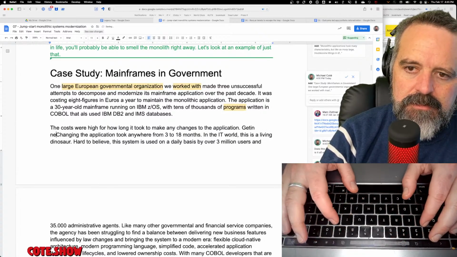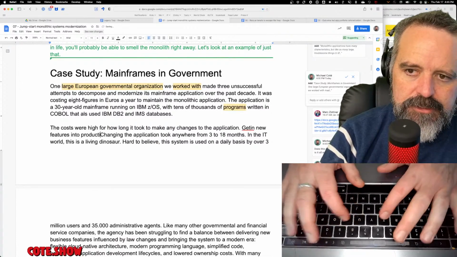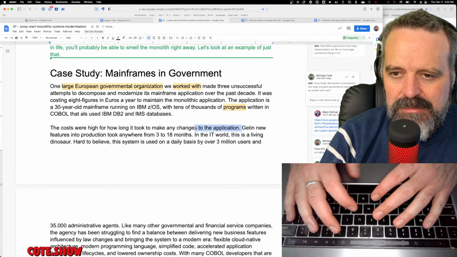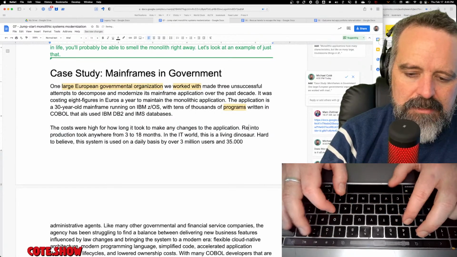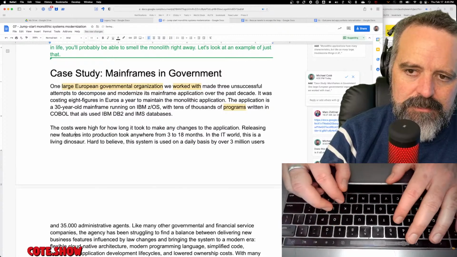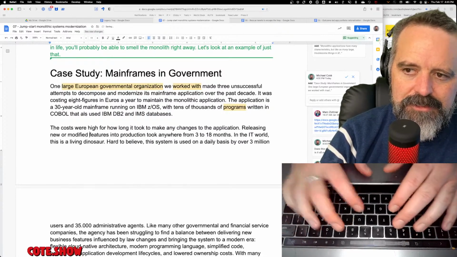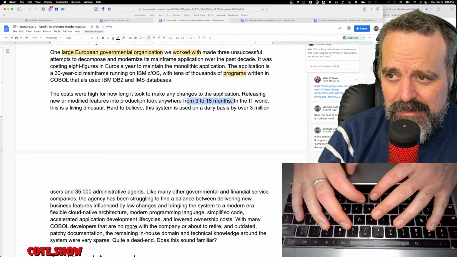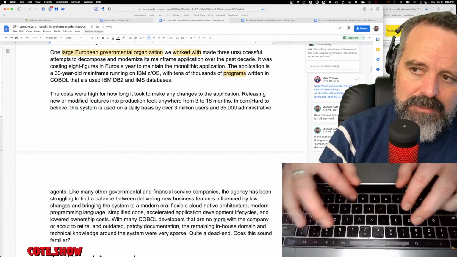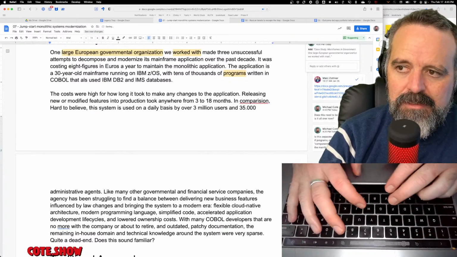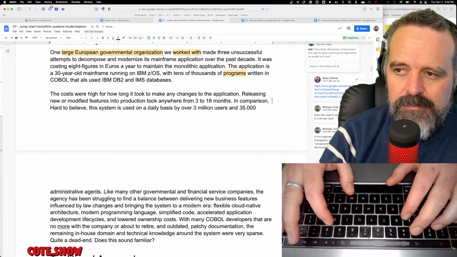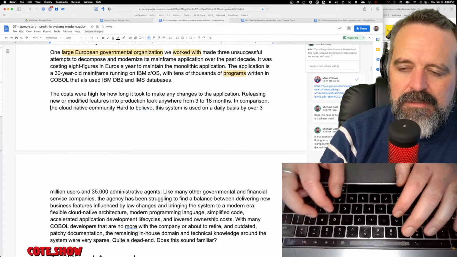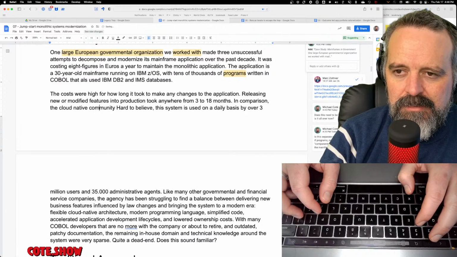Getting new features into production. Let's say releasing. Releasing new features, new or modified features into production took anywhere from 3 to 18 months. In comparison, the cloud native community.